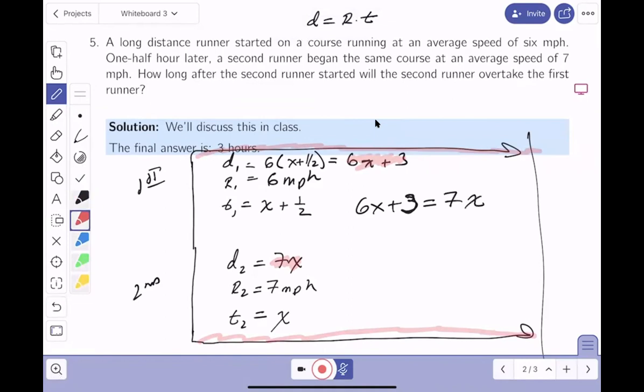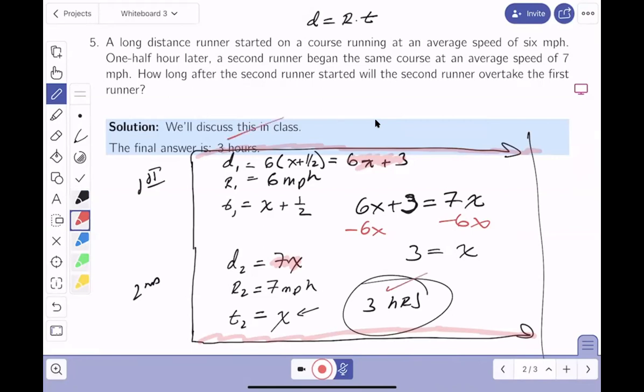How do I solve that equation? Take 6X from both sides. Again, I'm no longer thinking about the problem. I'm thinking about solving an equation. Don't box that though. I don't think that was a question. What does it say X is? X is 3. So, what was the question though? How long after the second runner started? It's this question over here. And what is that? The answer now is going to be 3 hours. Let's look at our key, see if that's true. 3 hours. 3 hours. Let's go to problem number 6.